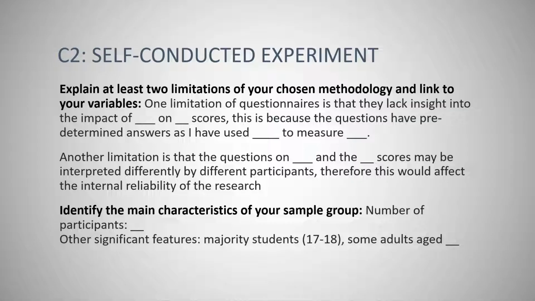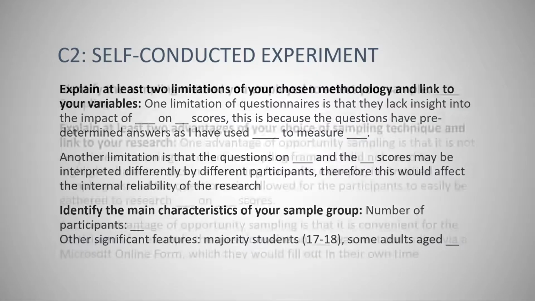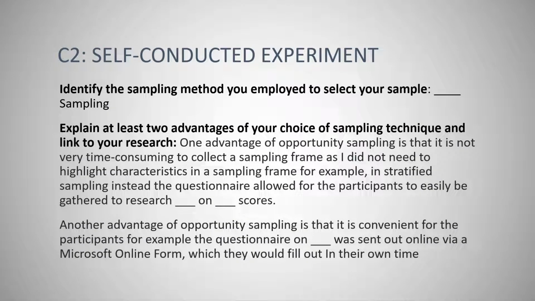Identify the main characteristics of your sample group, and then you would say number of participants, something, and other significant features being majority of students or some adults aged something. So identify the sampling method that you employed to select your sample. So then you say you did something sampling. Explain at least 2 advantages of your choice of sampling technique and link to your research. One advantage of opportunity sampling is that it is not very time consuming to collect a sampling frame, as I did not need to highlight characteristics in a sampling frame, for example.